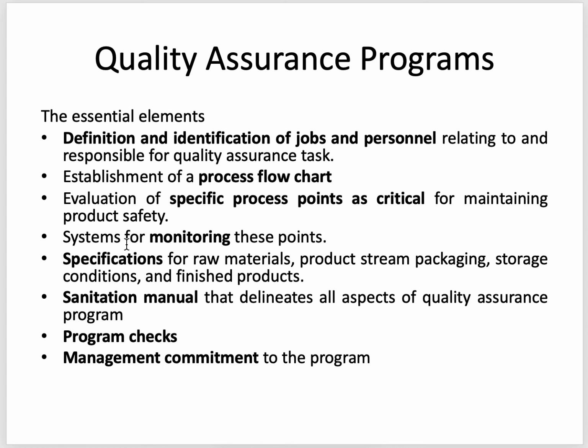Then a sanitation manual that delineates all aspects of the quality assurance program. The manual is actually important. People forget things. It's the nature of us, we humans forget things. So we cannot always do things from memory. If we just try to memorize something and use the information from our memory, there is always a chance that we may make mistakes. It's very natural that we'll make mistakes. So that's why there should be a manual.